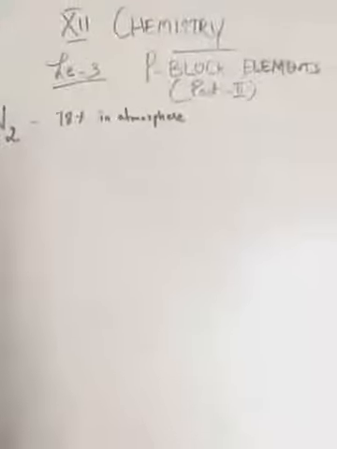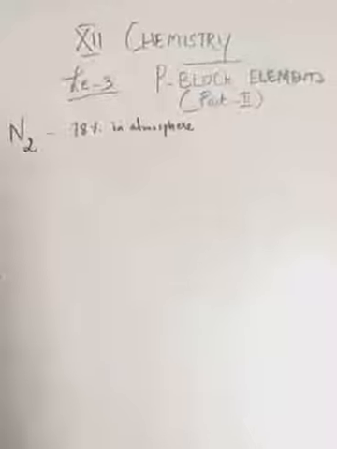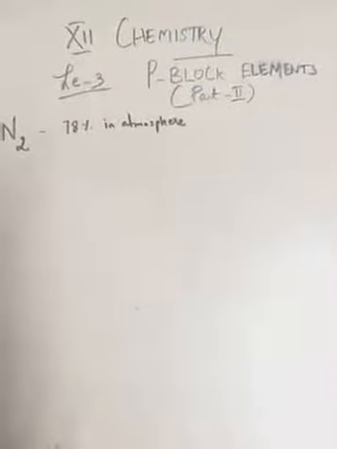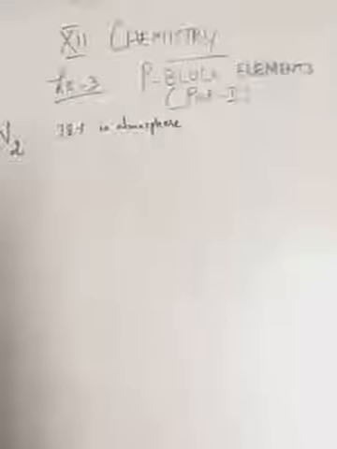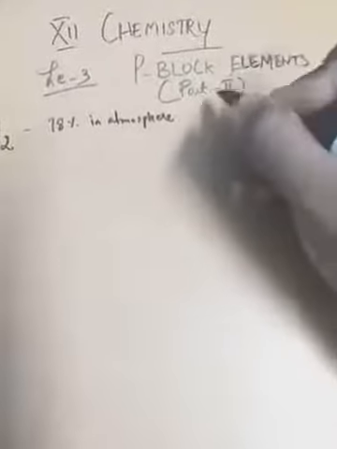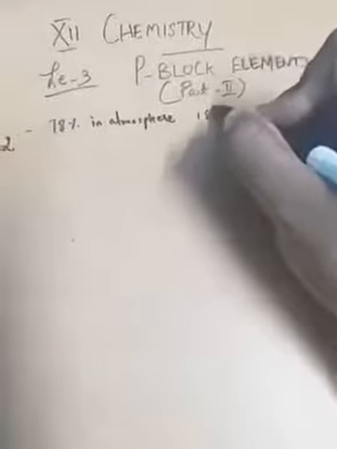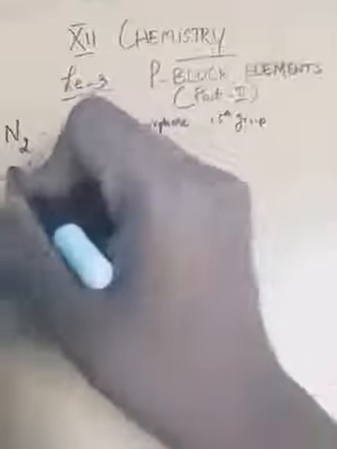Welcome back, students. Today we are going to see the third lesson, P block elements part 2. In the second lesson we saw the 13th group and 14th group elements. Now we are going to see the 15th group elements in the P block. The first member of the 15th group is nitrogen.